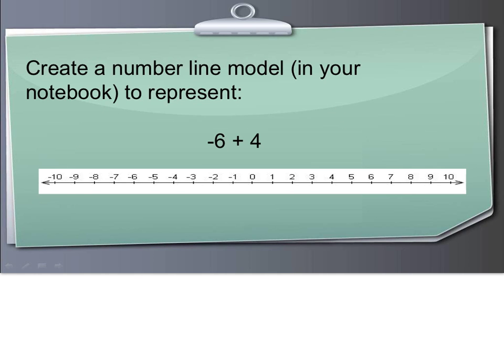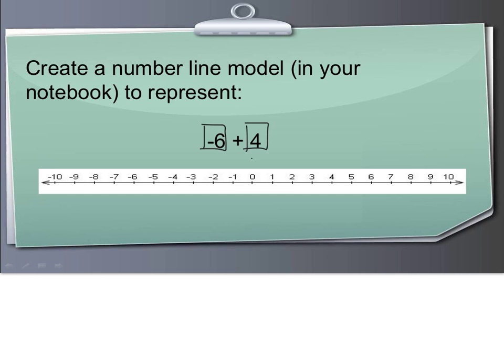All right, you are practicing at this point. Create a number line model in your notebook to represent -6 plus 4. Remember, you're going to start at 0. You're going to move to the left 6 spaces, turn around and move to the right 4 spaces, and find your answer. Come back and check when you're ready.